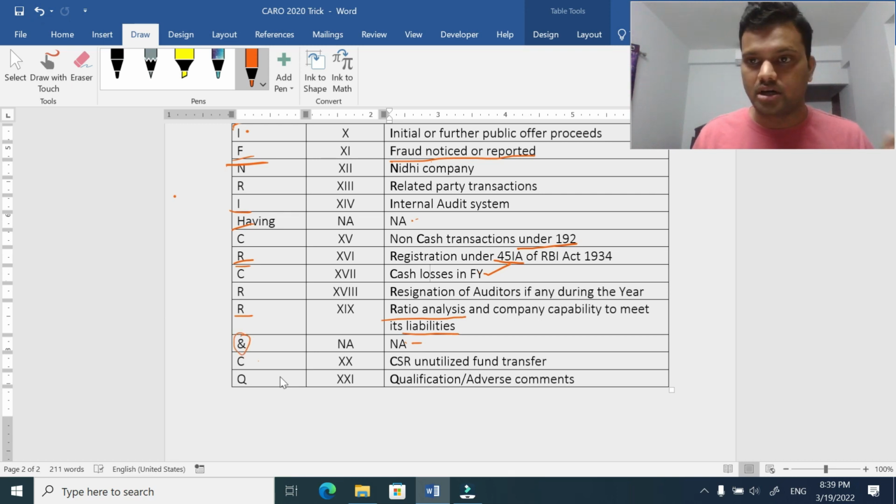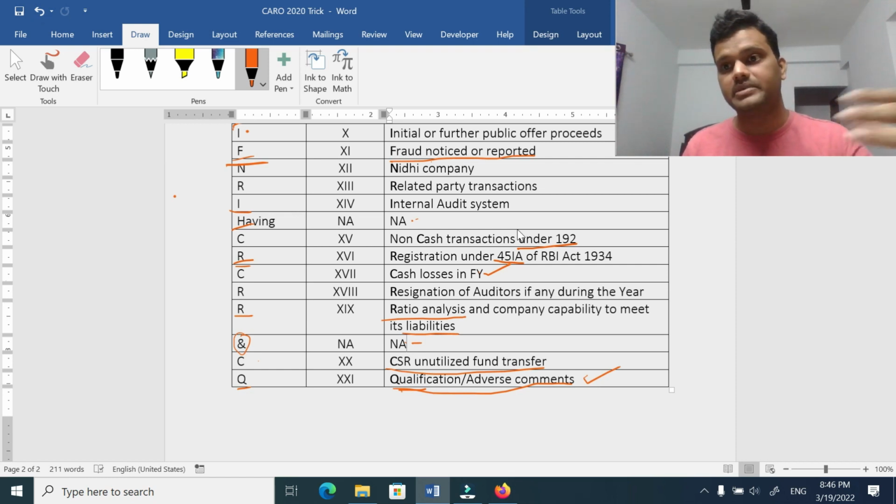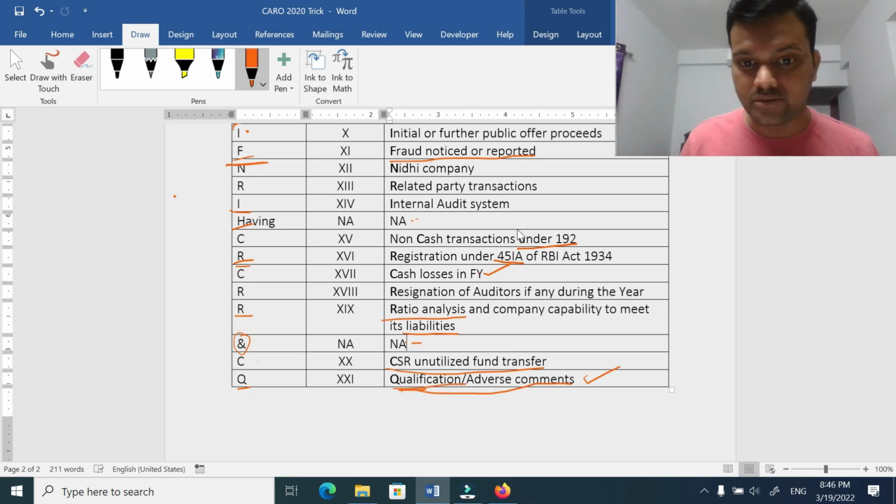Then the last two alphabets. C is CSR, unutilized fund transfer, section 135 compliance. And then the last word, Q, qualification and adverse comments. What is this? For example, if the company has multiple subsidiaries, and in one of the subsidiaries the respective auditor has given a qualified or adverse comment in the respective CARO report, then in this company also the auditor needs to mention the name of the company and the paragraph where the non-compliance was there in the other company's CARO report as well. That is about Q, qualification and adverse comments.